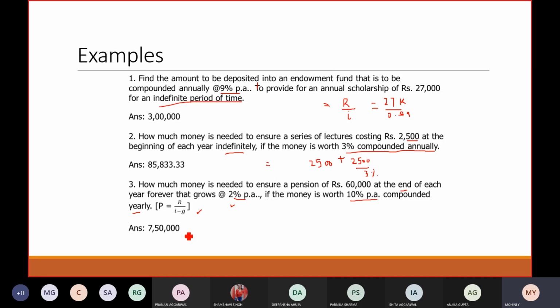In this way, you'll get the present value required whenever the annuity, whatever the annuity amount is there, is to grow at a certain rate of interest. So this is the formula. When you'll do your financial management now in third year, at that particular time you will understand this formula. This will come under financial management.